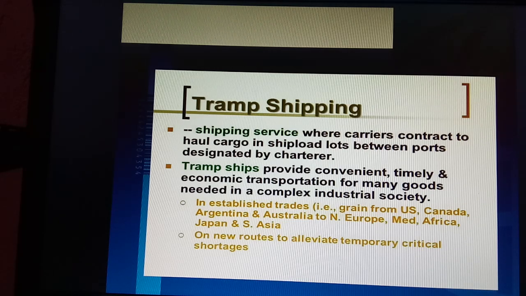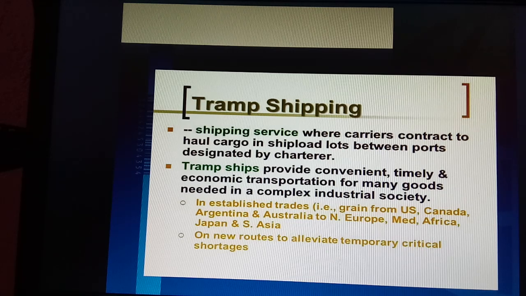So tramp ships provide convenient, timely, and economic transportation for many goods needed in a complex industrial society. In established trades, such as grain from the USA, Canada, Argentina, and Australia to Northern Europe, and from the Mediterranean to Africa and South Asia, and on new routes to alleviate temporary critical shortages.